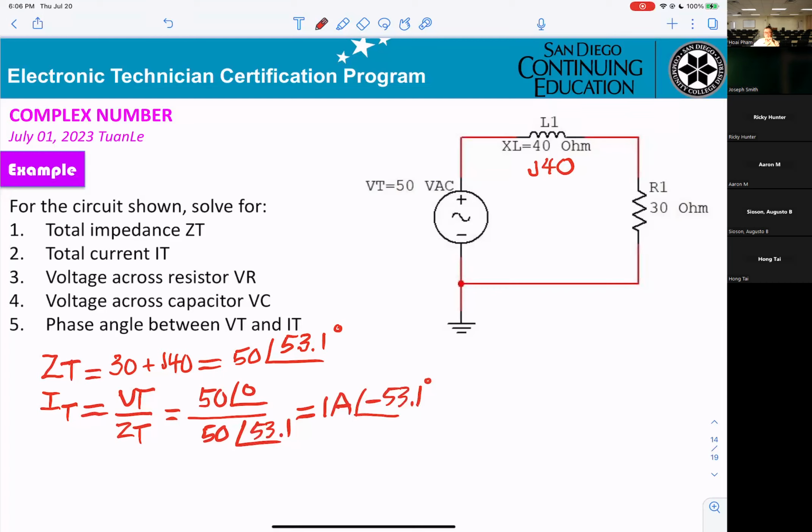And then you got VT, which is 53.1. So it's actually 1 at an angle, negative angle.